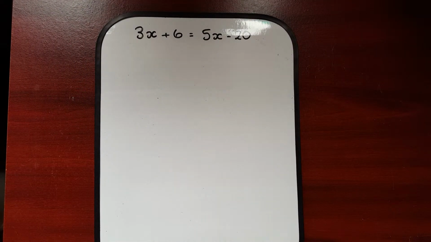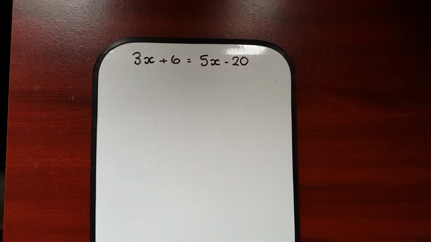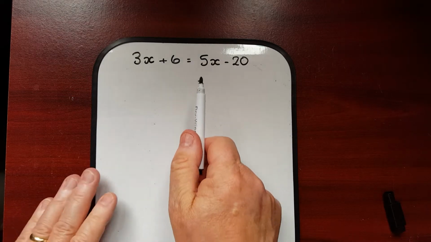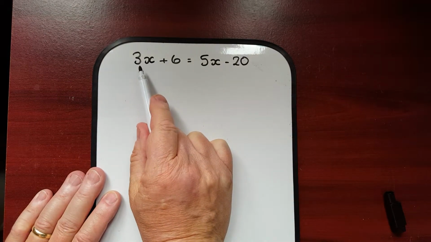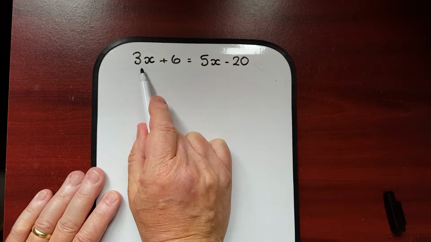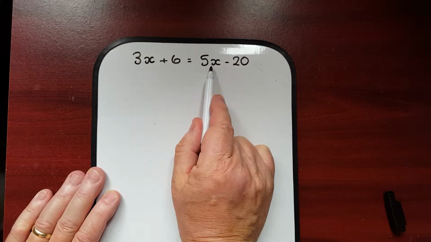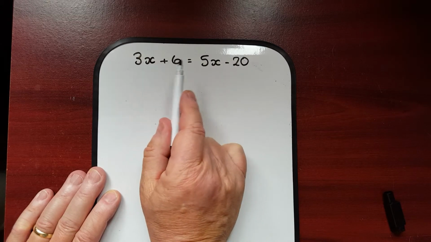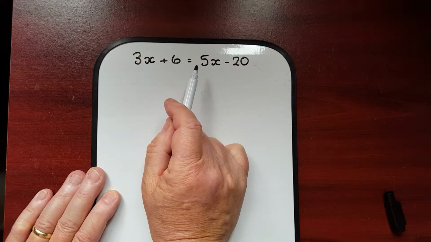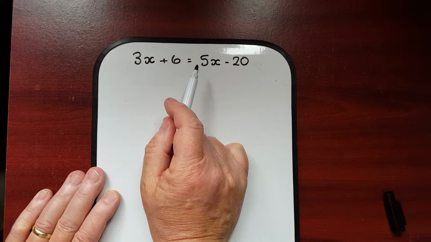Now, this looks the same on the surface. 3x plus 6 equals 5x minus 20. But when we start this, I've got a concern that I want to avoid. If we do what I've told you to do so far, and keep the x's on this side, that 5x has to come across the equals sign, become minus 5x. So 3x minus 5x becomes minus 2x.